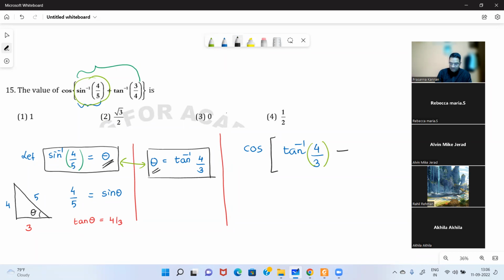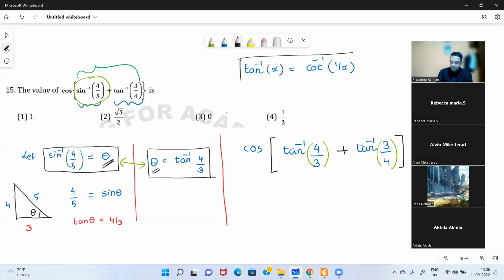Plus, what is the second term? I am keeping the second term as it is: tan inverse 3 by 4. Now, one more property we had learnt in our previous class. What was that? Tan inverse of x can be written as cot inverse of 1 by x. Do you remember this?